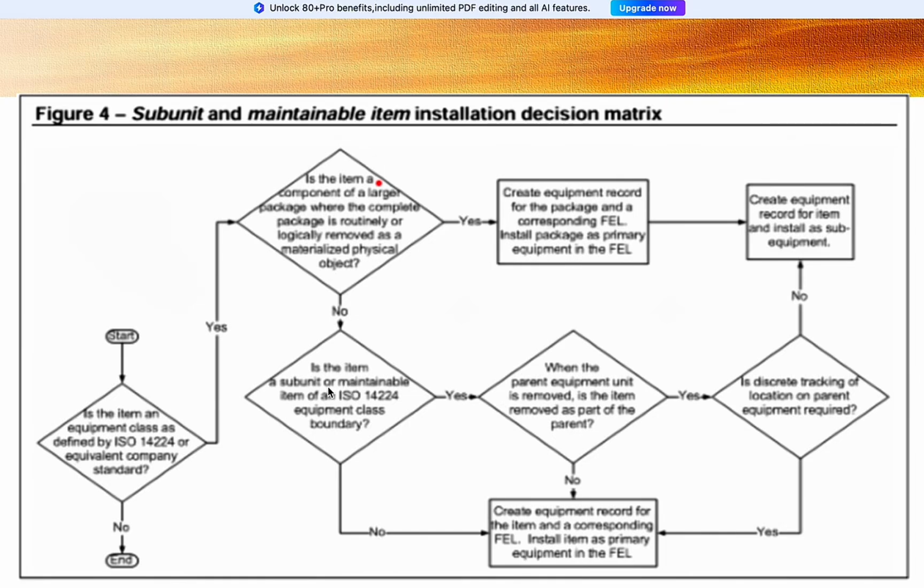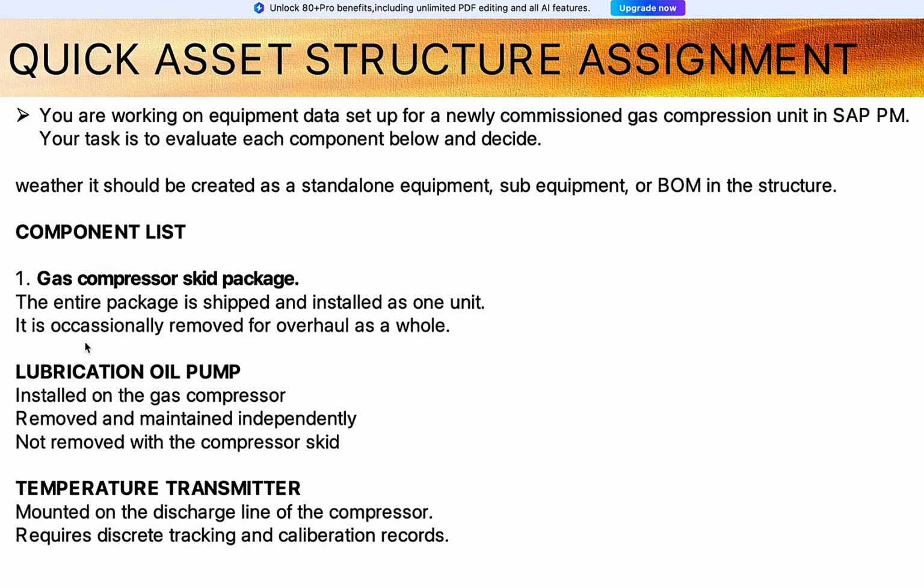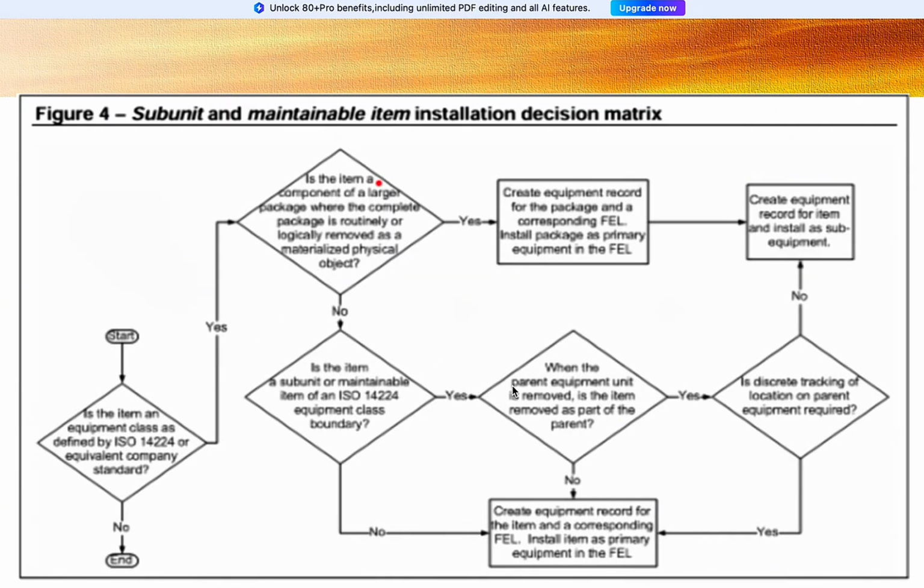And the next question is, is the item a subunit or a maintainable item of an ISO 14224 equipment class? Because the answer is no, the next question is this one. All right, so is this a maintainable item? Here it has already told us that it is occasionally removed for overhaul as a whole. So that means that it is a maintainable item. All right, so the answer is yes.